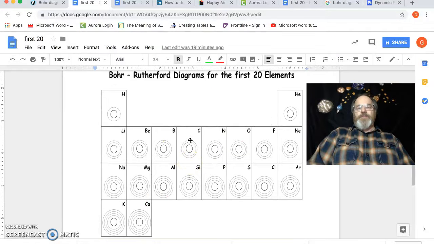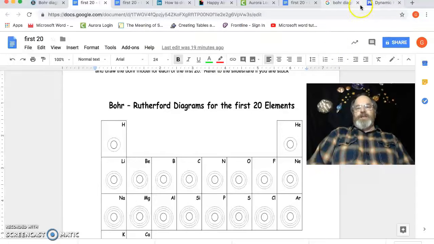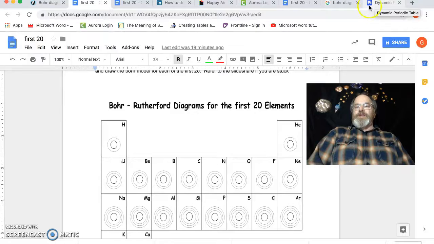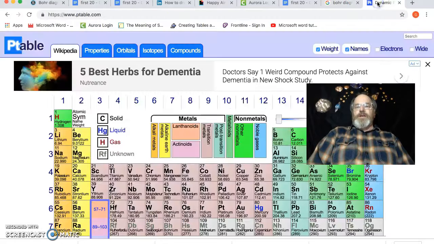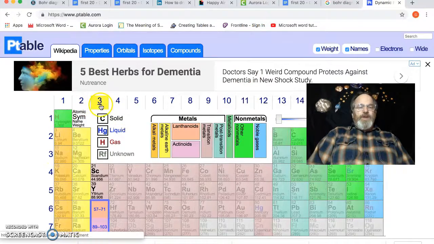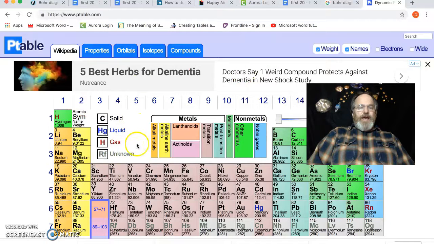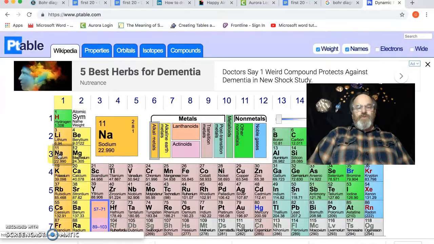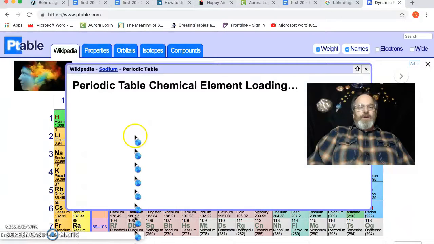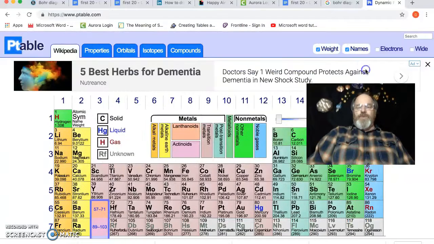So you choose, okay? Let's say that you had picked, I'm going to jump through a couple of tabs here, so bear with me. Let's say that you had picked, here's ptable.com, sodium. So let's find sodium on ptable.com. It's in period or row 3. This is that interactive periodic table. It's really neat. So if you hover over sodium, it enlarges right here. Or you can just double click on the sodium and get more information about it.